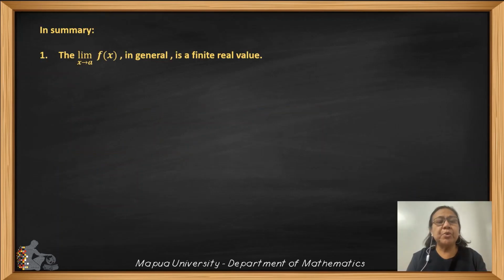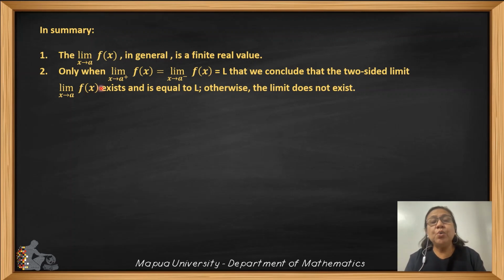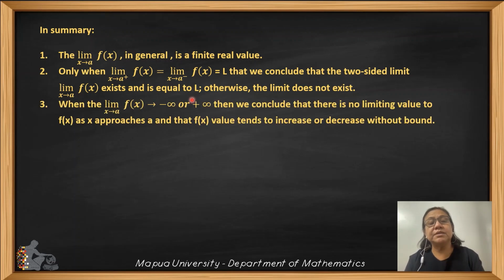In summary, the limit of f of x as x approaches a in general is a finite real value only when the limit of f of x as x approaches a from the right is equal to the limit of f of x as x approaches a from the left is equal to L, that we conclude that the two-sided limit, the limit of f of x as x approaches a, exists and is equal to L. Otherwise, the limit does not exist.